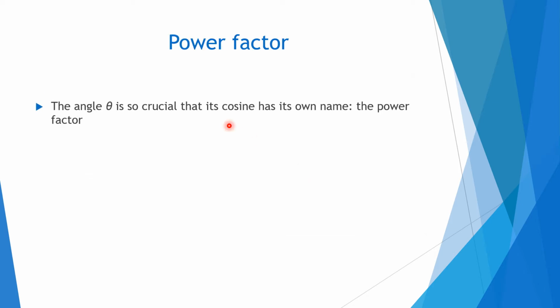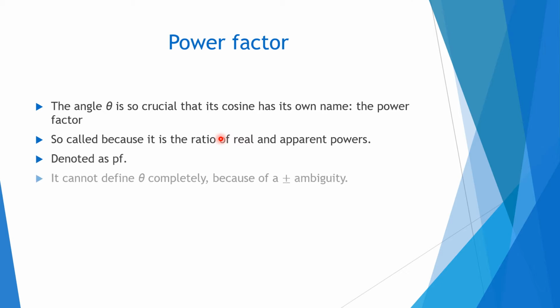And this angle is reappearing so many times that its cosine has its own name. It's called the power factor. It is so called because it is the ratio of the real power that you can measure and the apparent power. So that's why it's called the factor of power, or power factor, and it's denoted as PF. It cannot define theta completely because we are only giving cos theta, and there is still a plus minus sign ambiguity in whether theta is positive or negative.